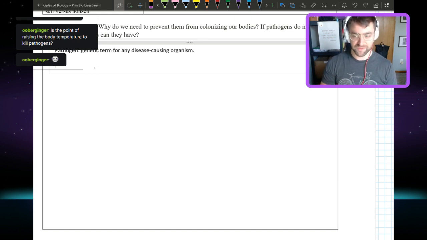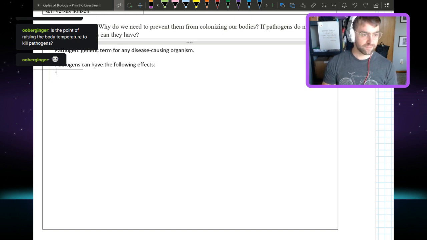Yep, mess up some body systems functions. Cool. Say more. One of the ways that pathogens can mess up our body's functions is to simply overgrow, overpopulate.